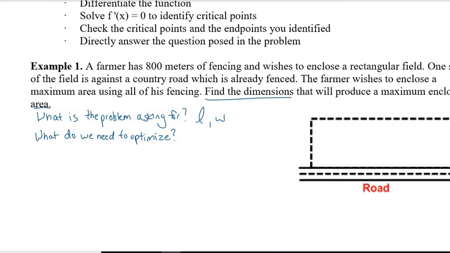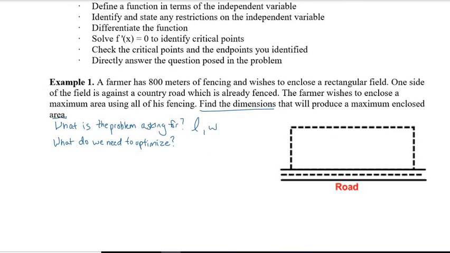To find out what we're optimizing, we have to look for some keywords, like maximum or minimum. In this case, it says maximum enclosed area. So it seems like the area is the thing that we want to find the maximum value of. So we're going to optimize the area. That means we're going to have to create a formula for area to represent this problem.